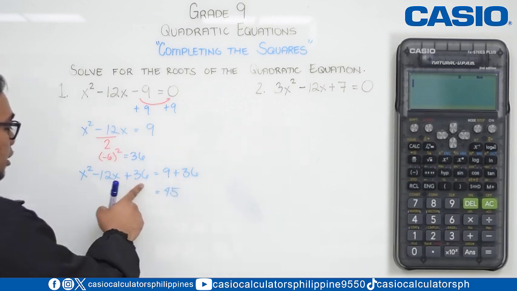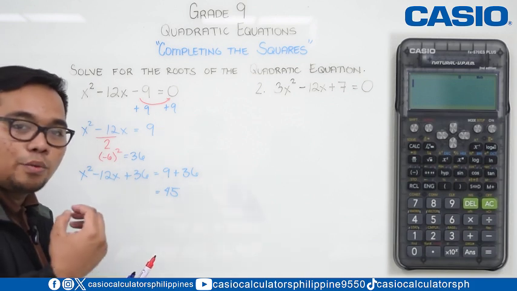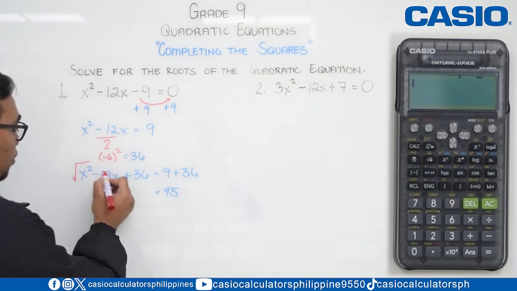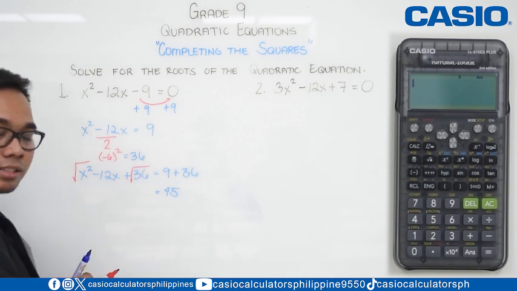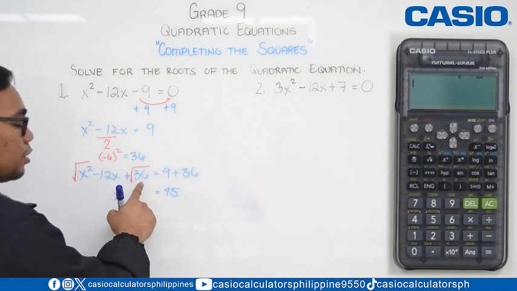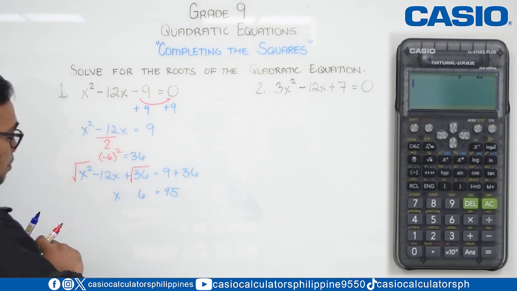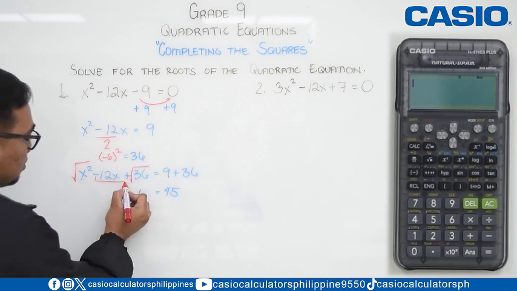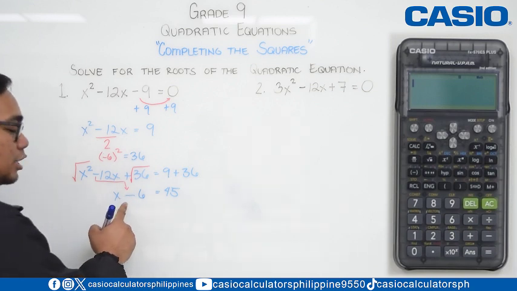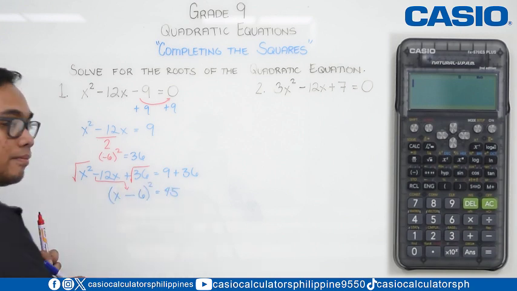And then here we have a perfect square trinomial and we need to express that as a square of binomial. But how? We just need to simply get the square root of the first term and the last term. So that will be square root of x squared is x and the square root of the last term is 6. And what we need to do is to copy the middle term sign, which is negative. So that will be x minus 6, and we need to raise that to the second power.